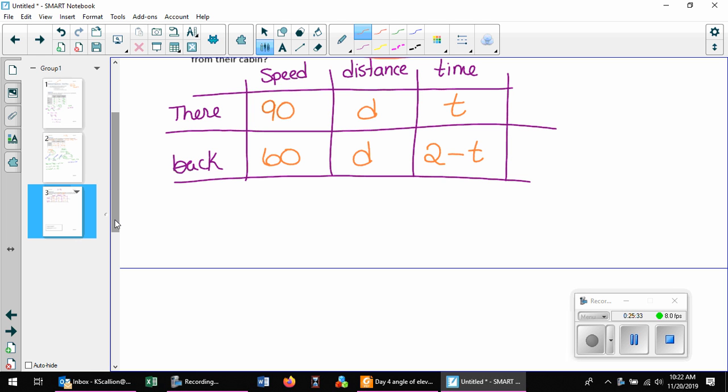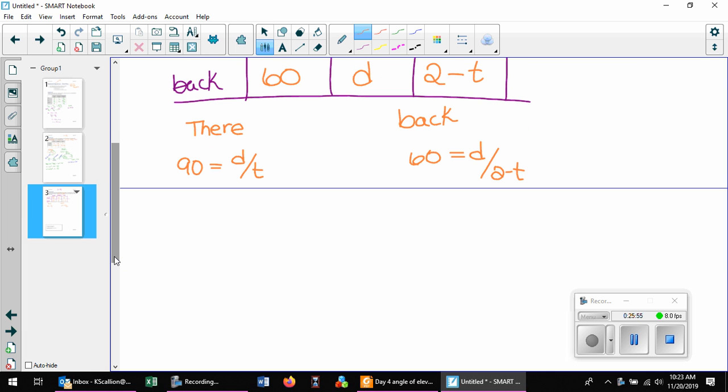Okay, so we have the there check. So I'm gonna make the formula. So it would be 90 is equal to D over T. And then we have the back trip, which is 60 is equal to D over 2 minus T. Okay, so what do I do from here?